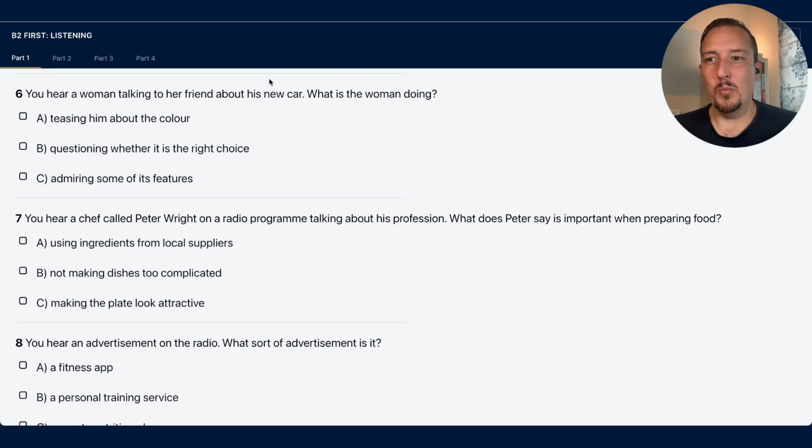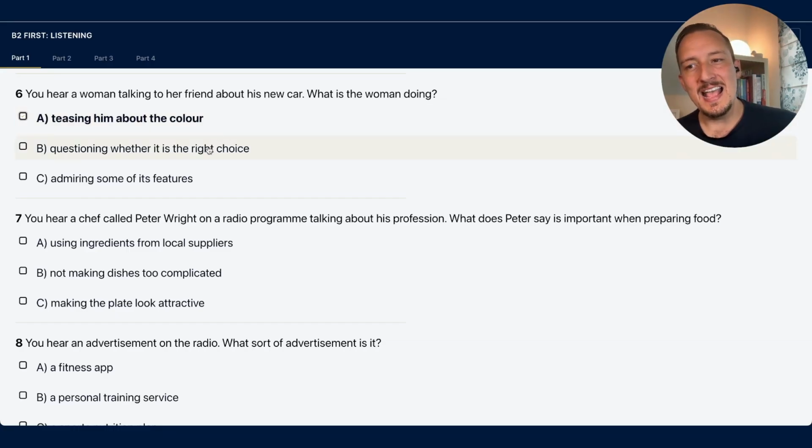Okay, the correct answer. Well done if you said A, teasing him about the colour. Now, for me, the first time I listened, it was between A and B. She doesn't admire some of its features. When she talks about the features, there's one she talks about, which is the heated steering wheel, and she sort of questions what the point of that is. And that's why B was also quite tempting, because she talks about the steering wheel and says, are you ever going to use that? But she's not questioning whether it's the right choice of car. She's questioning a specific feature. So that's why B is also incorrect.